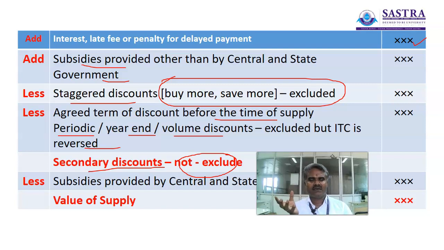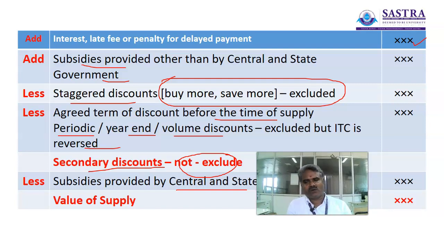Suppose you have a huge quantity of unsold goods, and you decide to dispose of them during a festival. So now you give some attractive, charm discount. This type of discount will not be considered. And finally, subsidies provided by central and state government will be deducted.